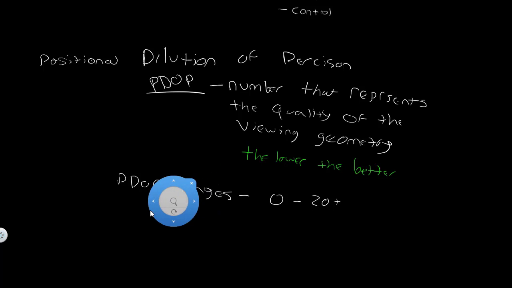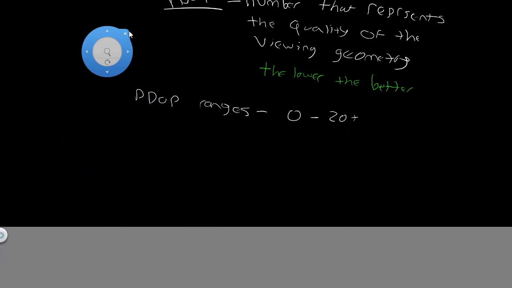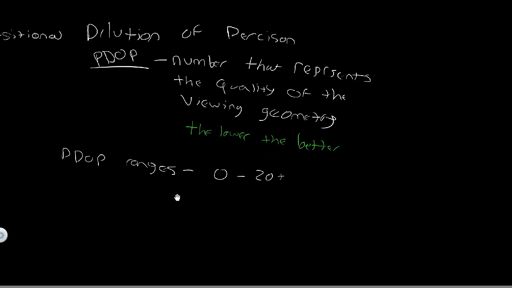So let's quickly talk about the ranges that you would typically see. As I said, PDOP ranges from 0 to 20. Sometimes you'll see more than 20, but 20 is about as high as you would hopefully ever see during a GPS mission. If you ever manage to hit between 0 and 1, this is ideal. This is great. This is what you should strive for. 1 to 5 is typically considered a good PDOP.